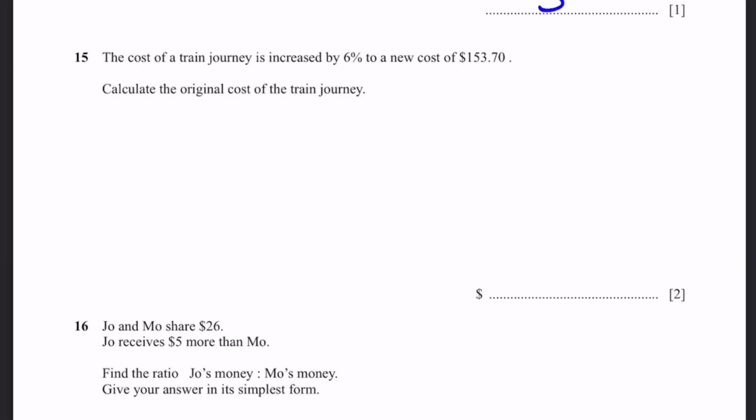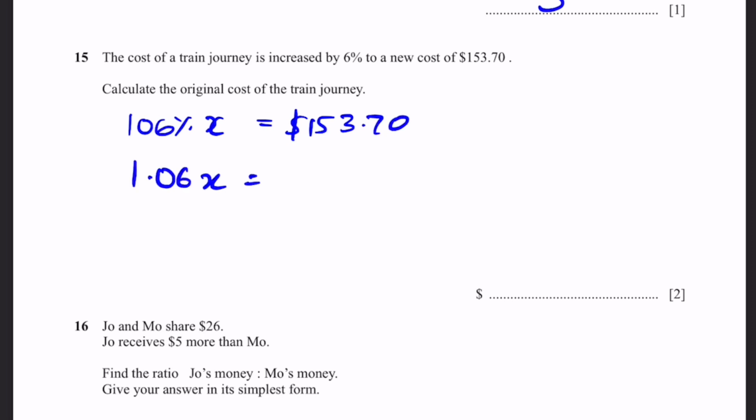Question 15. The cost of a train journey is increased by 6% to a new cost of $153.70. Calculate the original cost of the train journey. So if it's increased by 6%, that'll be 106% of the original, which I'll call X. That's equal to $153.70. That means 1.06x equals $153.70.